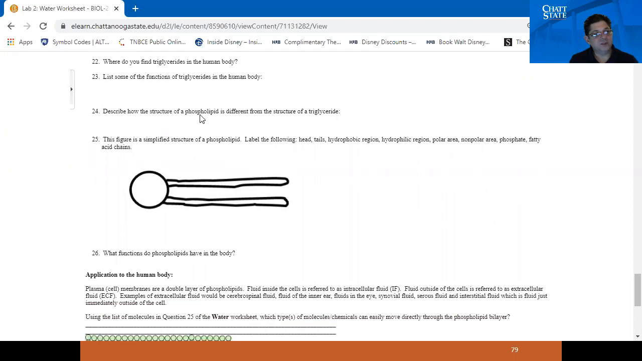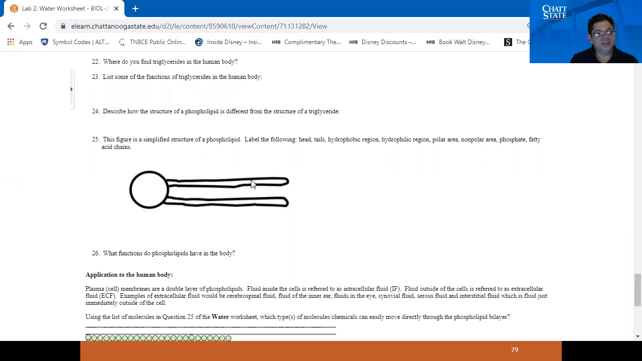Let's look at this phospholipid right here. This is one type of lipid. It has a phosphate head and two nonpolar fatty acid tails. So let's label it. Where's the head? Right there, the circle. It's a phosphate. It's hydrophilic. That's what's crazy, whereas these tails are going to be hydrophobic.